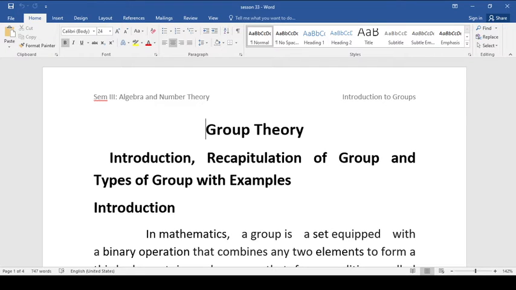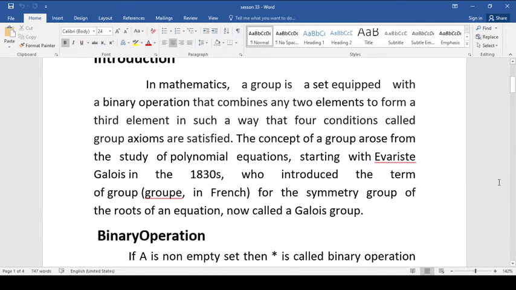So today we are going to have a discussion on the third semester Paper 1, Algebra and Number Theory, third unit, group theory. Here we are going to discuss the basic concepts in group theory, an introduction, and then types of groups with examples. In mathematics, a group is a set equipped with a binary operation that combines any two elements to form a third element in such a way that four conditions called group axioms are satisfied.